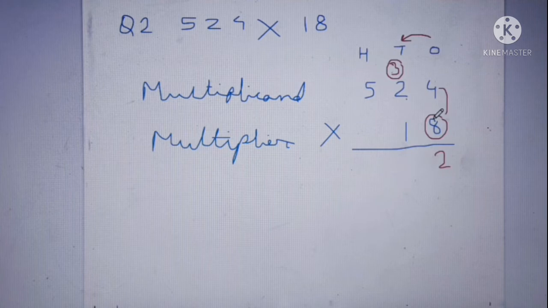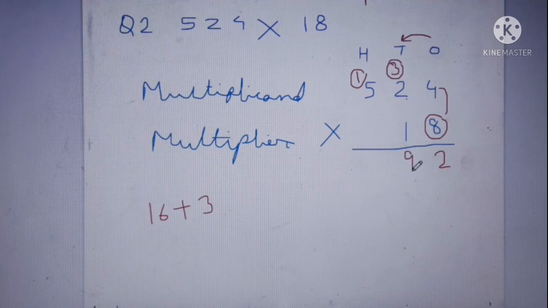And do you remember in addition what we do with the carryover? We add, right? So same here we are going to add. First we will multiply. Then the carryover will be added with the product. So 2 8s are 16 and carryover will be added. So what we get here? 19, right? Again we have to regroup. 1 goes to hundreds place and 9 remains in tens place.